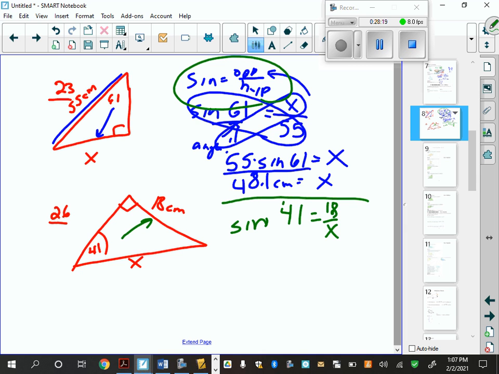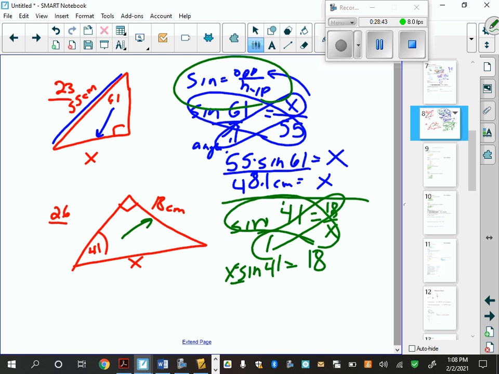And now, over 1, cross multiply, you get x sine 41 equals 18, 1 times 18. And now you're stuck. You hit a roadblock. You don't know what to do. Okay, there's only one thing to do here to get x by itself. You do the opposite. You divide by the number with x.